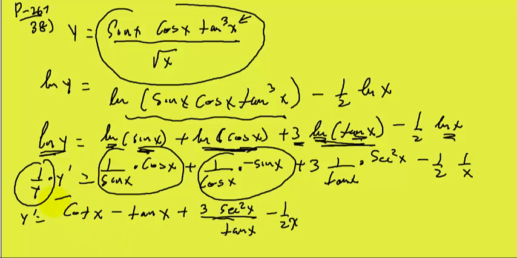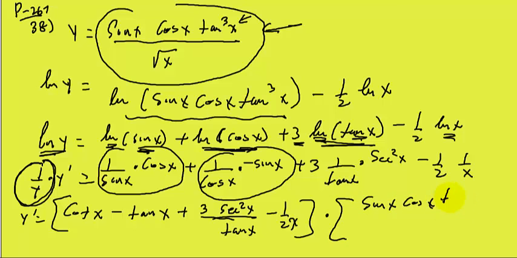Alright, all that times, remember I got rid of the y right here by multiplying both sides by y. Well, what's my y? That's my y right there. I got to put that back in there, times the y, which happens to be sine x, cosine x, tangent cubed x, all that over square root of x. And there it is. Okay, that is the derivative of that long function.